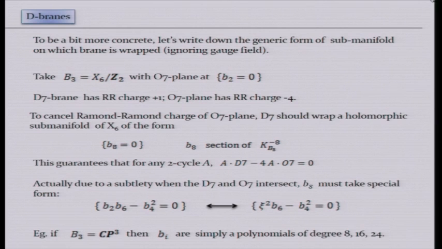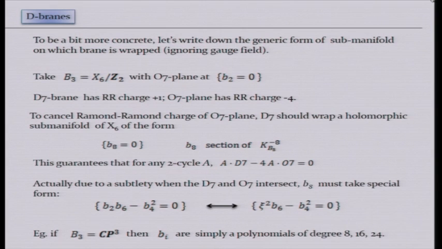In other words, you get an equation. Let's set B6 equal to 1 temporarily. You get an equation of the type xi squared equals something else squared, which is singular, but it means you can factorize this: xi minus something, xi plus something. So you have two D branes come in and intersect each other right at the orientifold plane. So that's necessary for consistency.